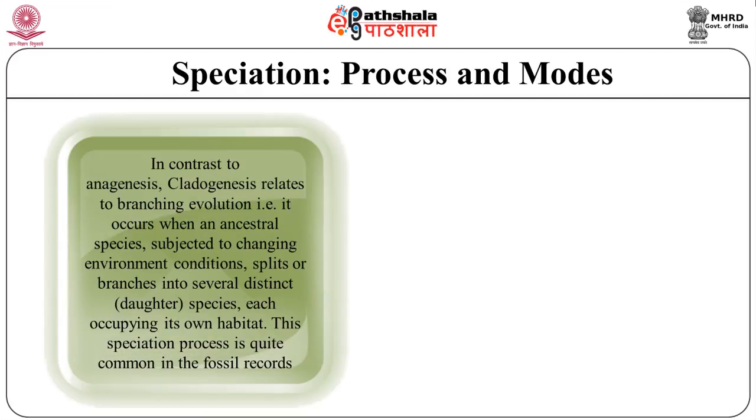In contrast to anagenesis, cladogenesis relates to branching evolution. That is, it occurs when an ancestral species subjected to changing environmental conditions splits or branches into several distinct or daughter species, each occupying its own habitat. This speciation process is quite common in the fossil record. The number of available ecological niches influences the rate of speciation.